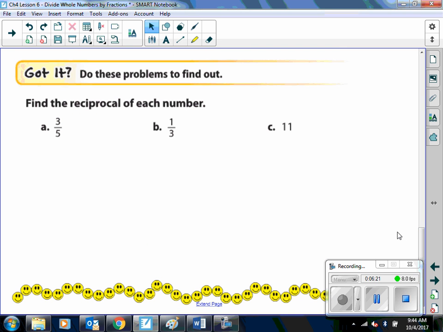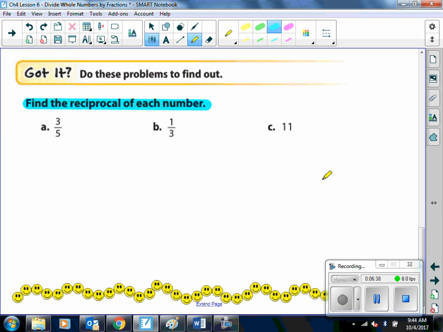So for these, you don't really have to show any work, but I want you to make sure you write down your original number, okay? So we want to find the reciprocal of each number. Also, when you're taking your notes, I notice you're not writing the direction. You need to make sure you write the direction so you know what you're doing, okay? So we want to find the reciprocal of each number, okay?